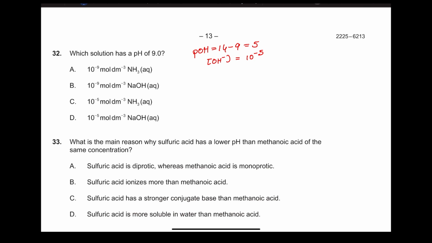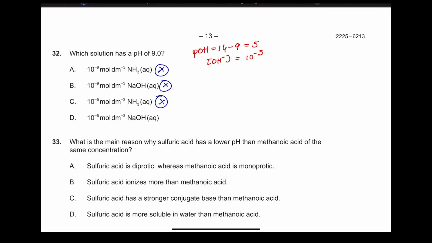First one, 10 to the power minus 9 NH3. Of course, the OH minus concentration is very low. 10 to the power minus 9 NaOH. Again, it's very low. Okay. Now, 10 to the power minus 5 NH3. I can eliminate this because NH3 is a weak base, right? So not 100% NH3 will dissociate. The concentration of OH minus will be lower than 10 to the power minus 5, right?